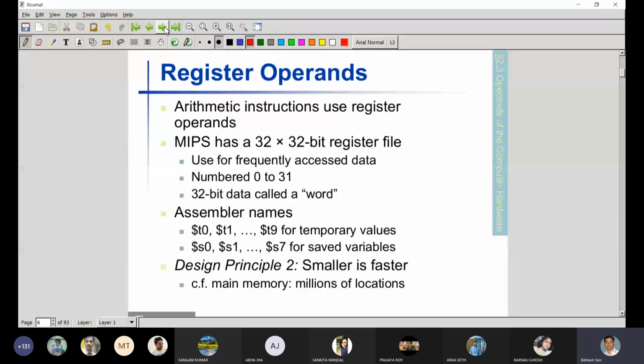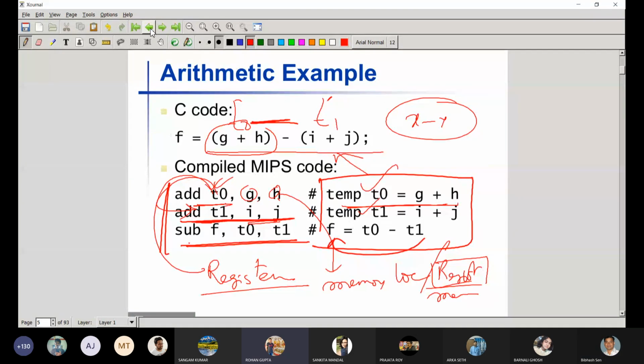I have a question, sir. In the previous slide, we used temp to store the results. Why can't we use G and I? We can save memory as well.